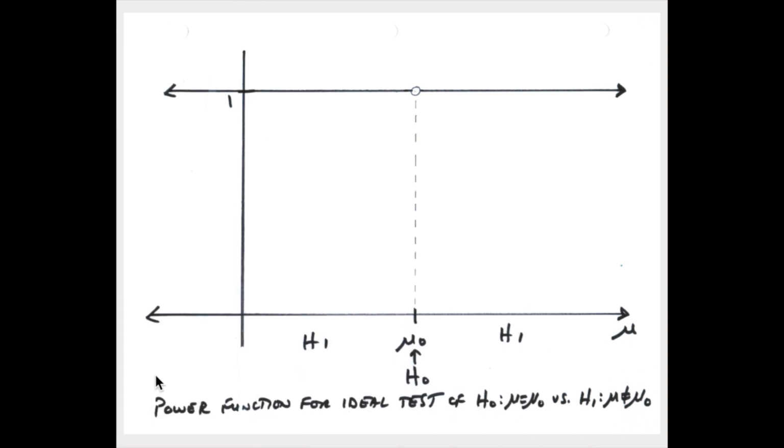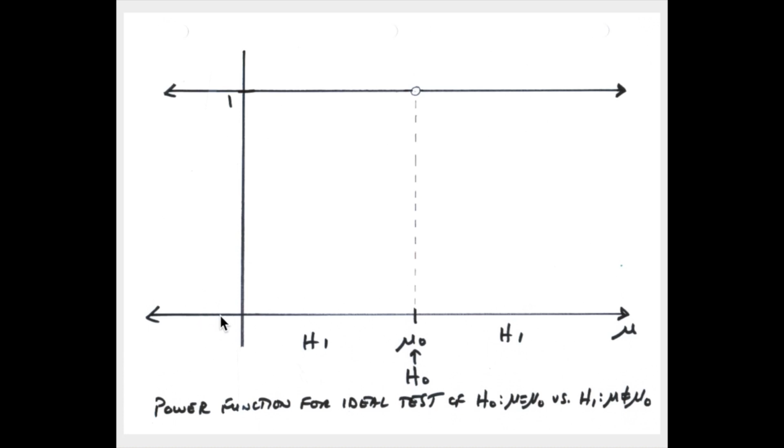This is what the power function for an ideal two-sided test would look like. Again, the two-sided test has the null saying that the mean of the population mu is equal to some value mu naught, which I'm representing by this point on the number line, against the alternative that says that mu is not equal to that value mu naught. So this is a graph of the power function of an ideal test.